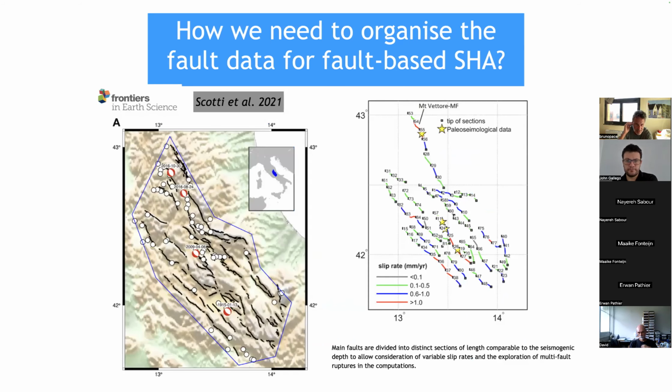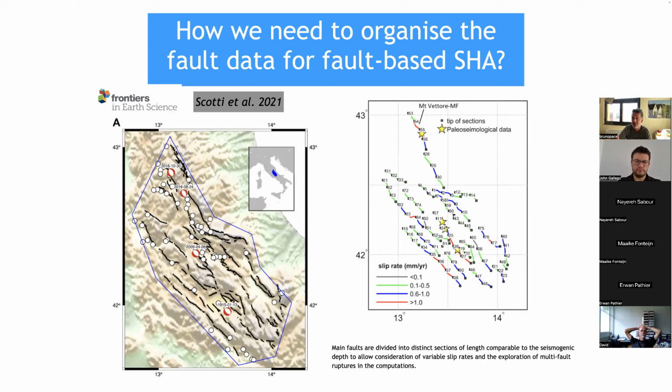And we tested this impact, in particular the impact of the slip rates, because the main fault we have here is divided into distinct sections of length comparable to the seismogenic depth. We took into consideration all the variable slip rates, and so explored in some way the possible multi-fault rupture in the computation.